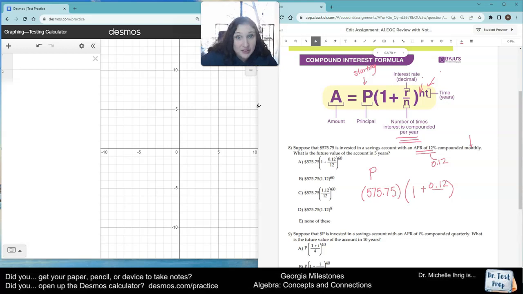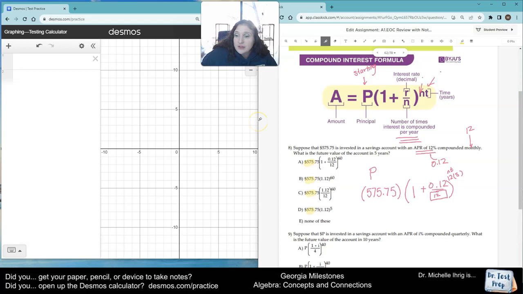Well, how many months are in a year? 12. So this 12 is going to go down here for my N, as well as up here for my N as part of the NT. What is the future value of the account in 5 years? So now I'm going to multiply this by 5. So we're just matching up which one of those equations match. Well, here all of these have 575.75.